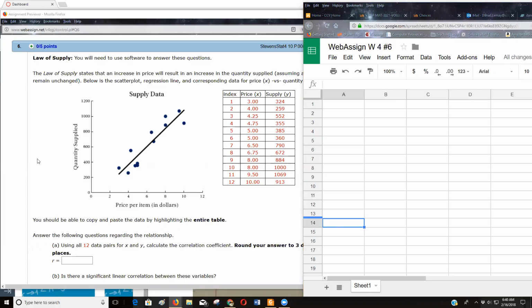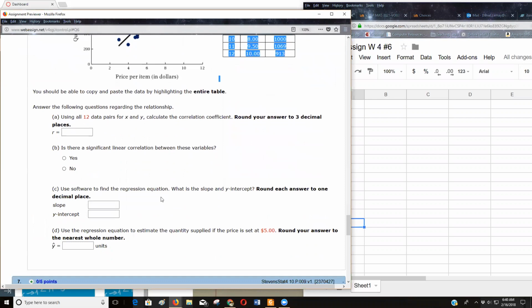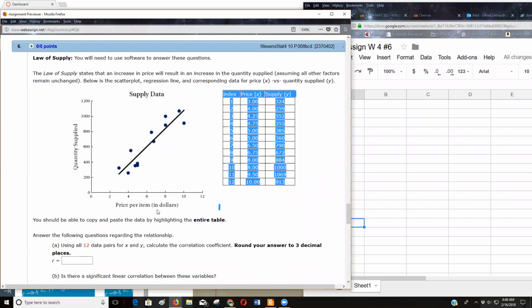Okay, so this is the week 4 WebAssign assignment. It's similar to the problems out of the textbook, but I will show you how to do this one in particular. So here's a version of it. I have to calculate R and the regression equation and then do a prediction. I'm going to show you how to do this with a spreadsheet today.